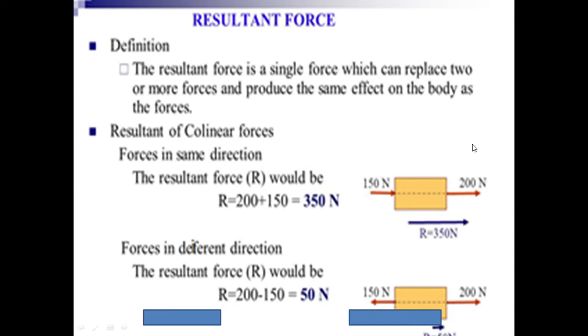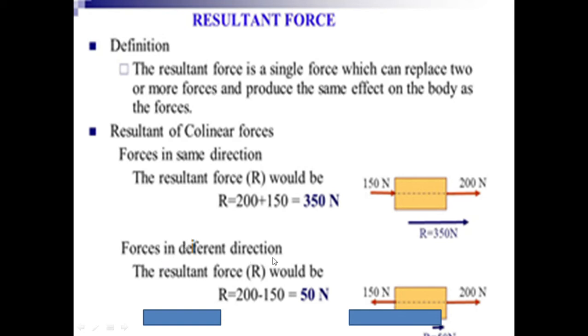Now look at the first picture shown here. The resultant of collinear forces. Forces in the same direction. The resultant force R, the resultant is represented by capital R. It would be 200 Newton and 150 Newton in the same direction. The total is 350 Newton to the right. The resultant is 350 Newton to the right.